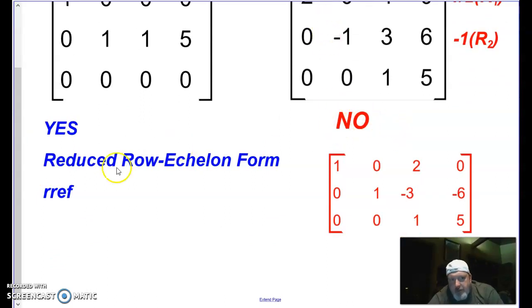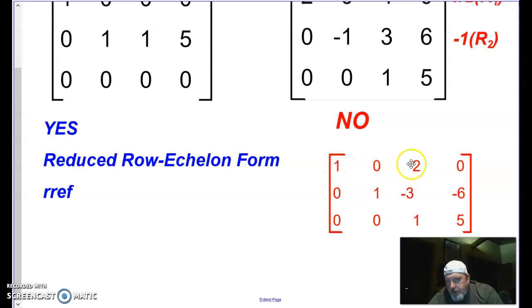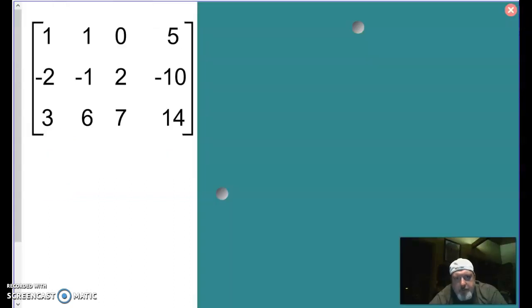So multiplying the top row by 1/2, I get 1, 0, 2, 0. Multiplying the middle row by -1 will get me here. And my bottom row, we were already good, and this is now in row echelon form. All right, one final slide today, and then we'll be wrapped up here.